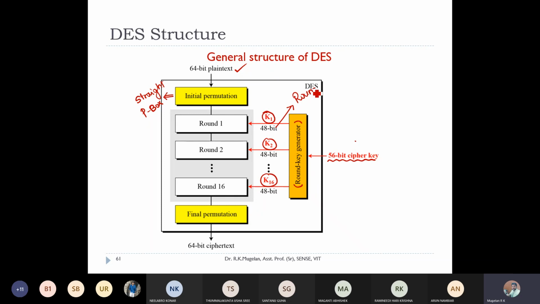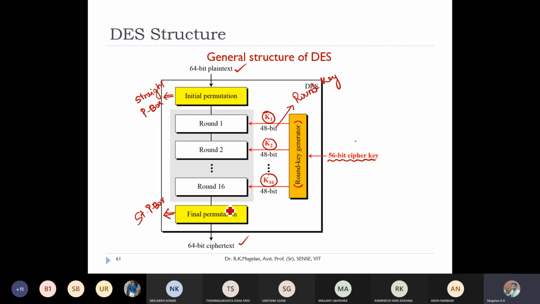So there's a difference between an encryption key, that is the cipher key, and a round key. The cipher key will be used to create the round keys. Each round key will be 48 bits long, which will be supplied to each and every round to produce the output. After the 16th round, I'll go with another P-box, which is also a straight P-box, to get the final ciphertext output.